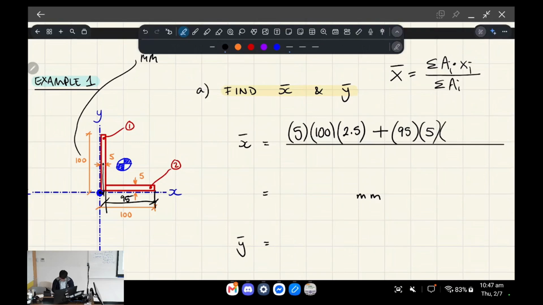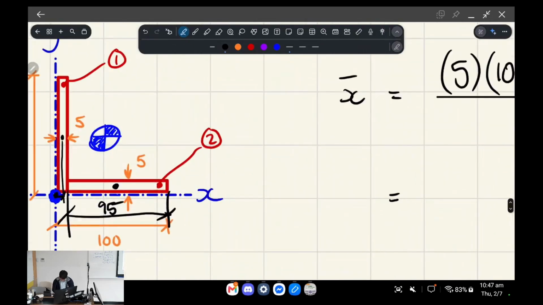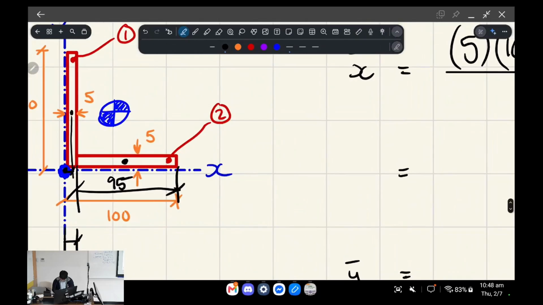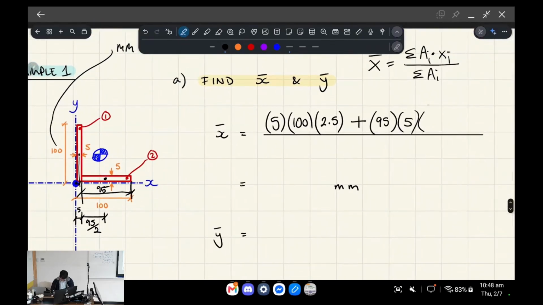Okay, and now we have to find the center of this rectangle, right? And so there's basically two components to it. We've got a dimension of 5 mil due to the first shape, and then we go halfway across our second shape, so that's going to be 95 divided by 2, right? So we can go like 5 plus 95 over 2. So that's going to give us our x-coordinate, the center of the second shape relative to our 0, 0 coordinate.